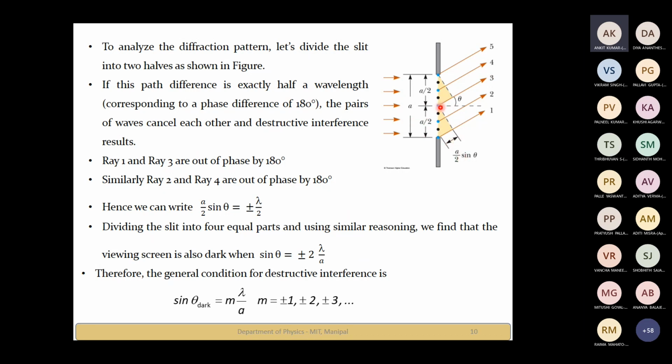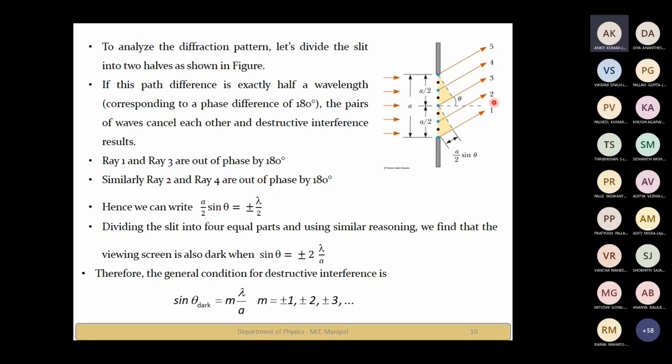If you draw this triangle, you will get A by 2 sin theta. If you define sin theta, this is the path difference, and this is A by 2, and sin theta is opposite side by hypotenuse. So you will get sin theta is equal to this width divided by A by 2. So the path difference is equal to A by 2 into sin theta.